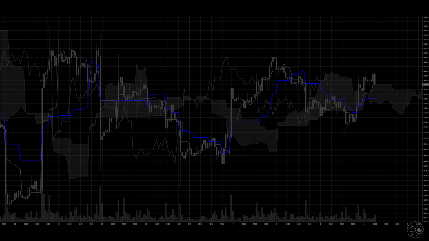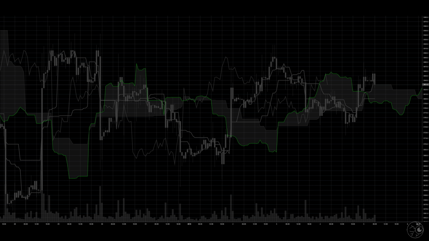The Kenjin-sen acts as an indicator of future price movement. If the price is higher than the Kenjin-sen, there's a good chance that it will continue to climb higher. If the price is below the Kenjin-sen, there's a good chance it will keep dropping.